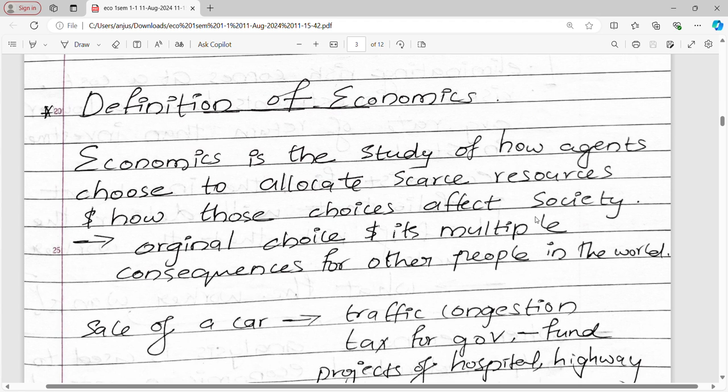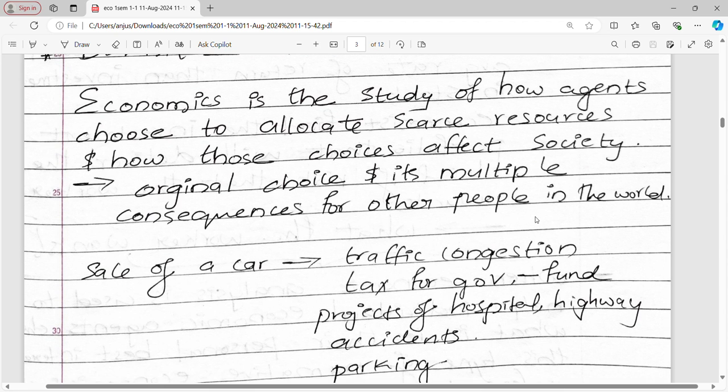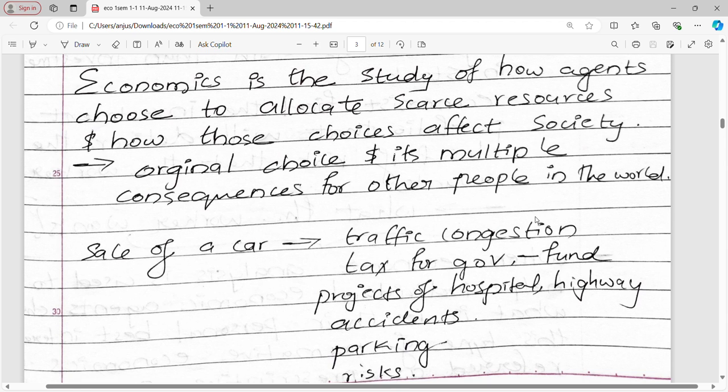Next is the definition of economics. Economics is the study of how agents choose to allocate scarce resources and how those choices affect society. Original choice and its multiple consequences for other people in the world. Okay, that is, economics is the study of how agents choose to allocate scarce resources and how those choices, your choice to allocate 3 hours to reading and 4 hours to driving, say, then how these 4 hours of driving affect the society.